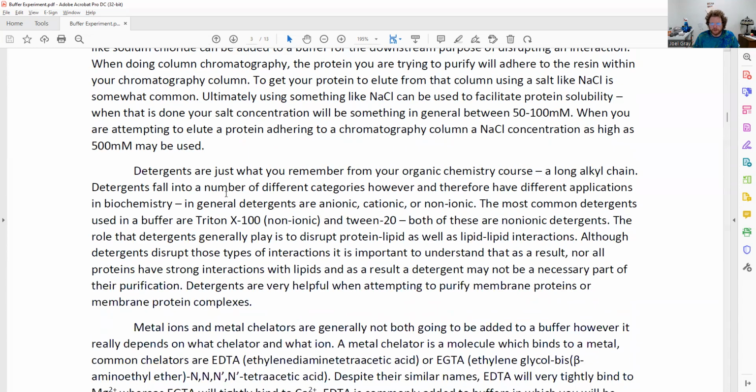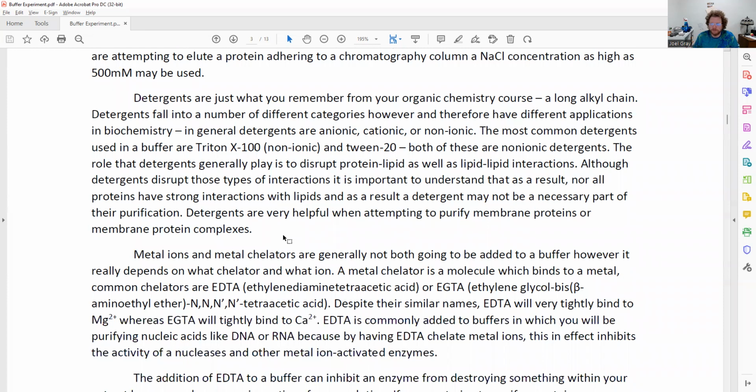Detergents. Well, detergents are also added to buffers on a regular basis. Now, when you think about a detergent, it is a long alkyl chain. In most buffers, the role that they're playing is they're going to help solubilize a protein. They're going to help disrupt the biological membrane, disrupt membrane components. They're going to do a number of different things, largely having to do with protein solubility or disrupting a membrane or something like that.